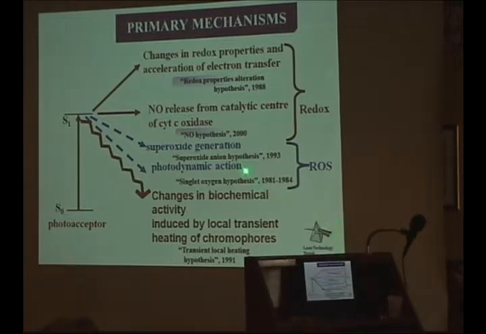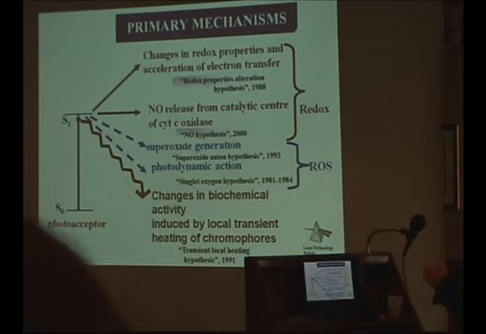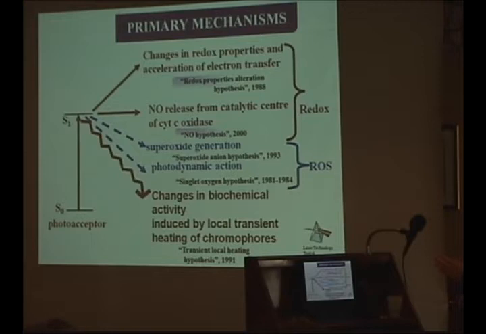And then I have historically proposed different types of reactions that occur after irradiation, and this is my favorite hypothesis, and this was, I think, really the first one, in 88. I proposed changes in redox properties and acceleration of electron transfer. And of course, with that, it is connected nitric oxide release from the catalytic center of cytochrome C oxidase, because it appeared that NO is a natural blocker of cytochrome C oxidase. And by light, you just blow those off and you get activation of cytochrome C oxidase. So those two are connected with changes of redox properties of cytochrome C oxidase, with redox reactions.